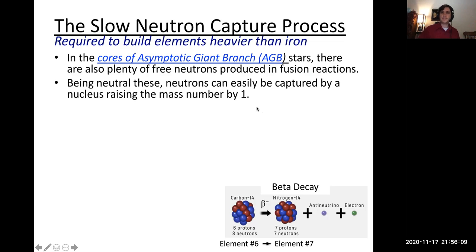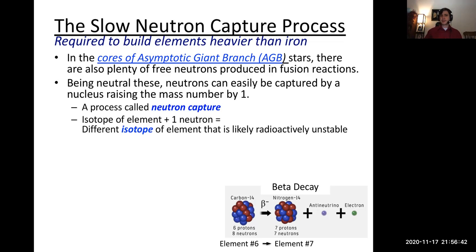All right, so being neutral, neutrons, they don't have to worry about any sort of electromagnetic repulsion from the nucleus. They can just go, boop, here I am. The positive charge of the nucleus doesn't push them away. So neutrons are easily captured by a nucleus. And what this does is it adds 1 to the mass number. Remember, the mass number is the number of protons plus the number of neutrons. You added 1 neutron, so you add 1 to the mass number. This process, we would say that that nucleus has captured a neutron. It has experienced a neutron capture.